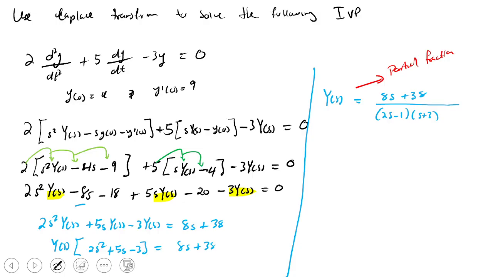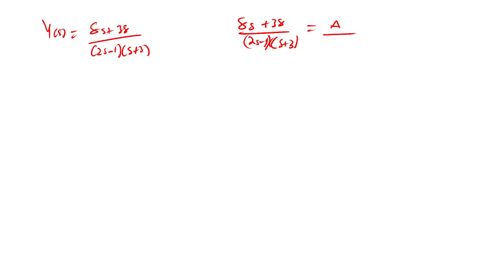We have our Y of s equal to 8s plus 38 all over 2s minus 1 times s plus 3. So we're going to have A all over 2s minus 1 plus B all over s plus 3. Let's get the value of A. The value of A is going to be what?